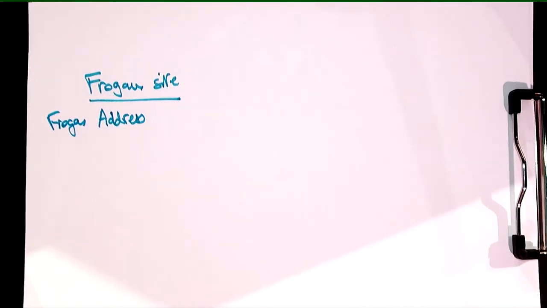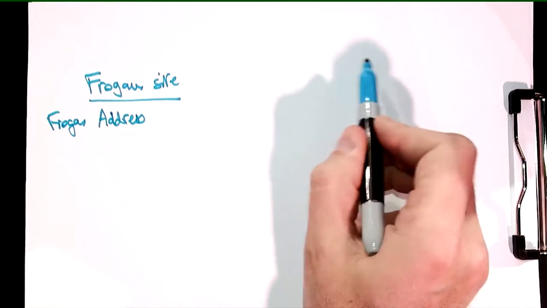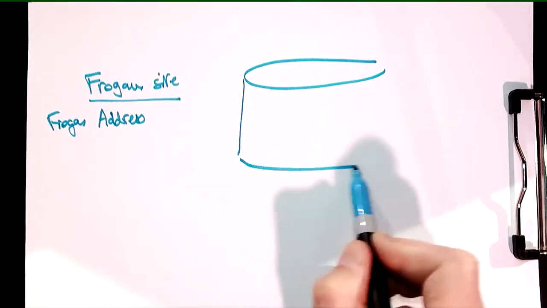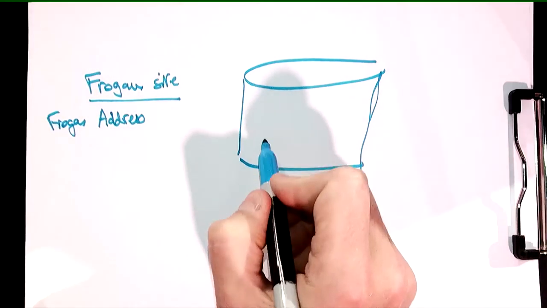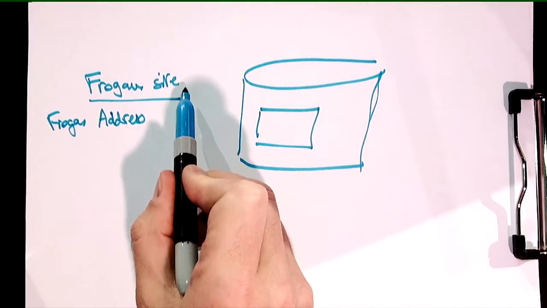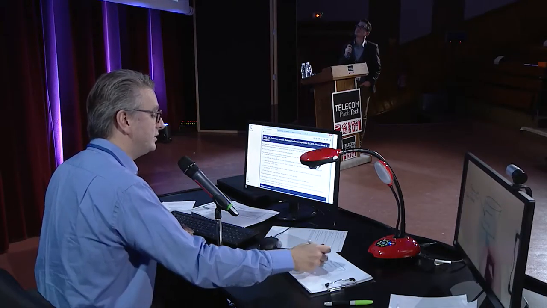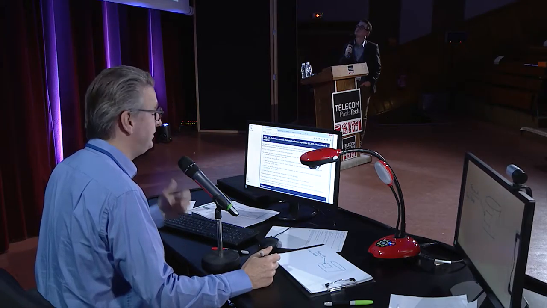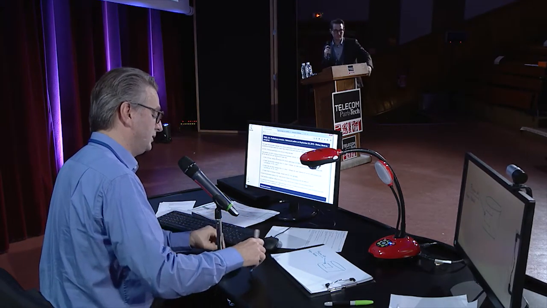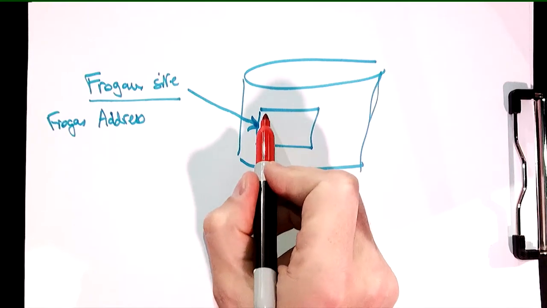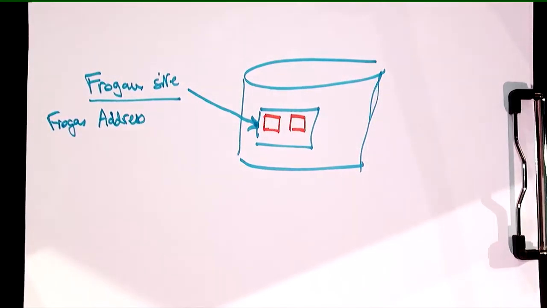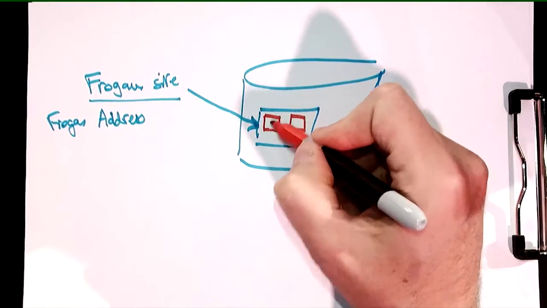So I want to publish my Frogans site. I have a Frogans address so that users can reach the Frogans site, can access the Frogans site. And what is it going to be like from a technical perspective? So that's a server. And in a directory, you have the Frogans site. The Frogans site is comprised of a set of slides. These are the different pages in the Frogans site. And you have different documents here in the Frogans site that make up the different pages of the site.